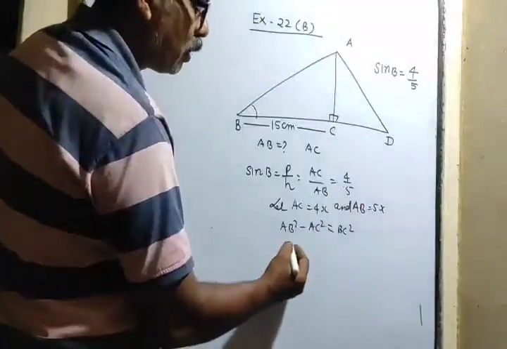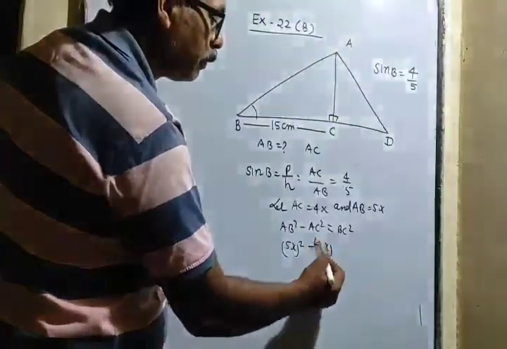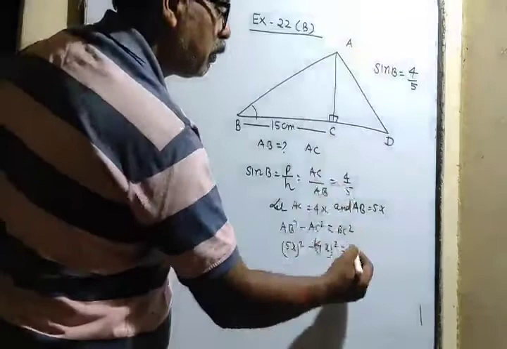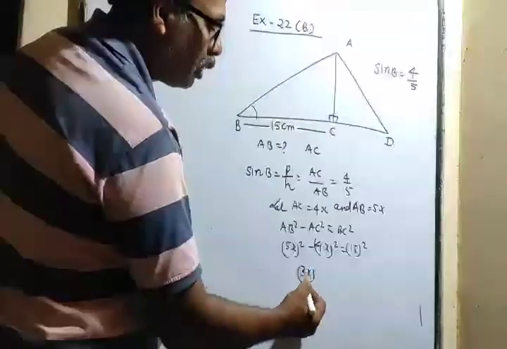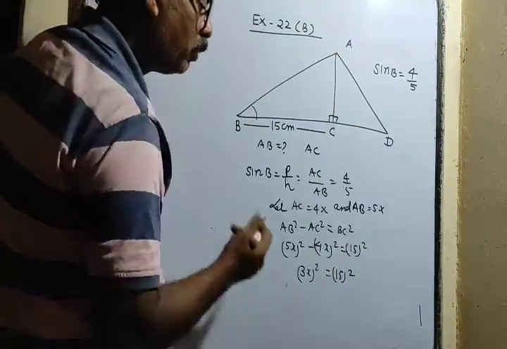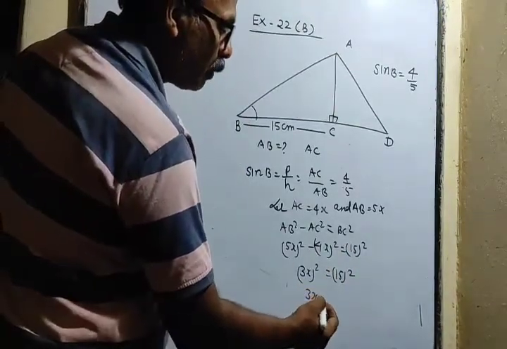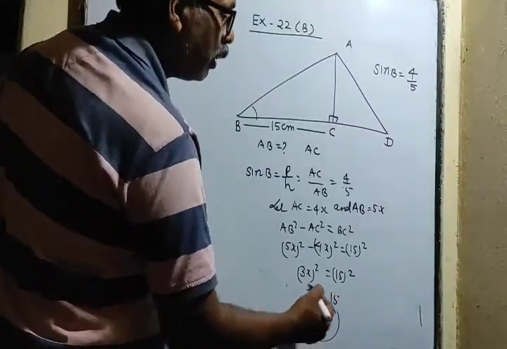So 5x square minus 4x square, that will come out as BC, which is given as 15 square. So after calculation it will come out as 3x whole square, that is equal to 15 square. So 3x will come out as a positive value, we are taking 15. X will come out as 5.